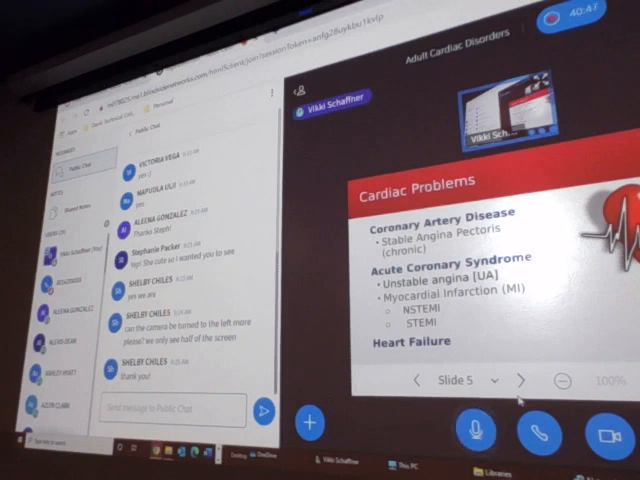Variant angina or vasospastic angina. And that is basically because of cocaine.